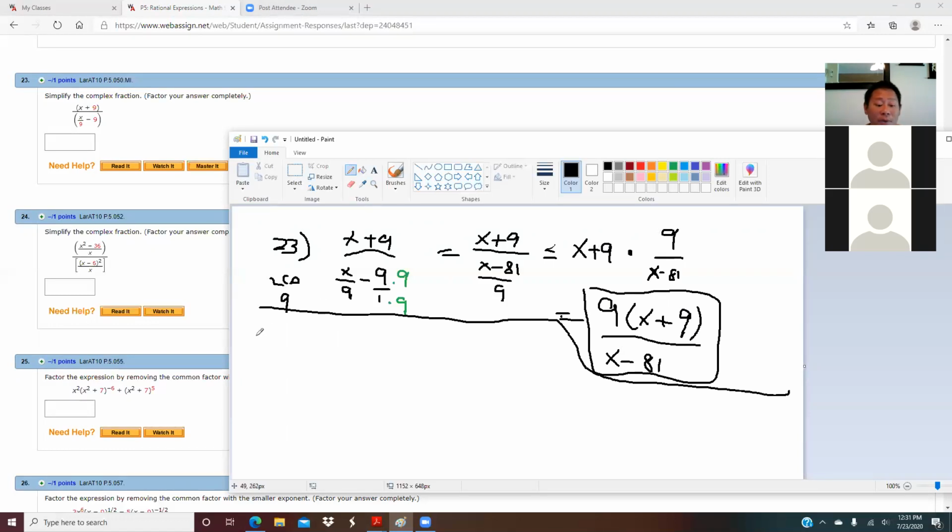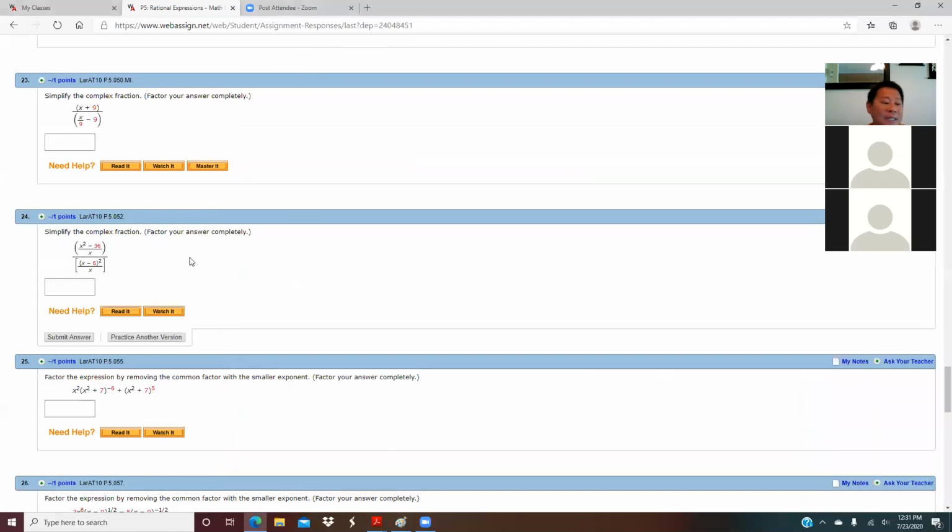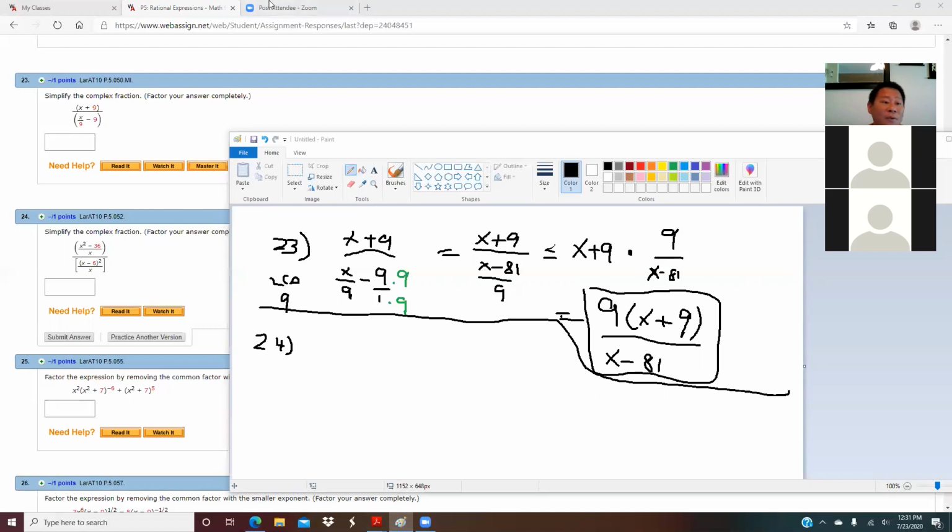Okay, so this is how we do question number 23. Question number 24. This is already in a single fraction. Yes, you will get 23 or 24 in your test, but 24 is easy. 24 is easier than 23. The reason why I say 24 is easier than 23 is because 24 is already in what we call a single fraction.